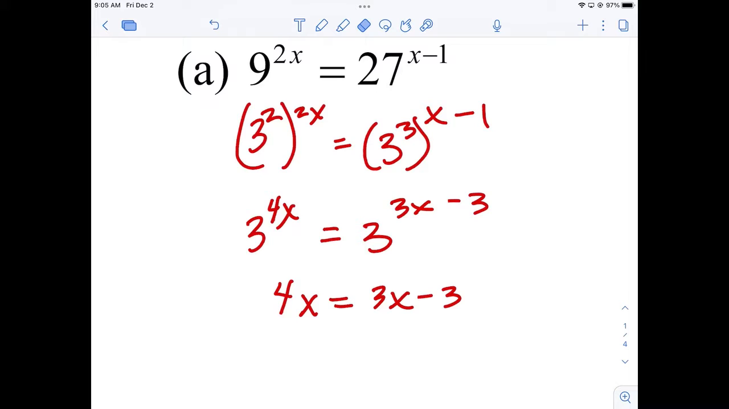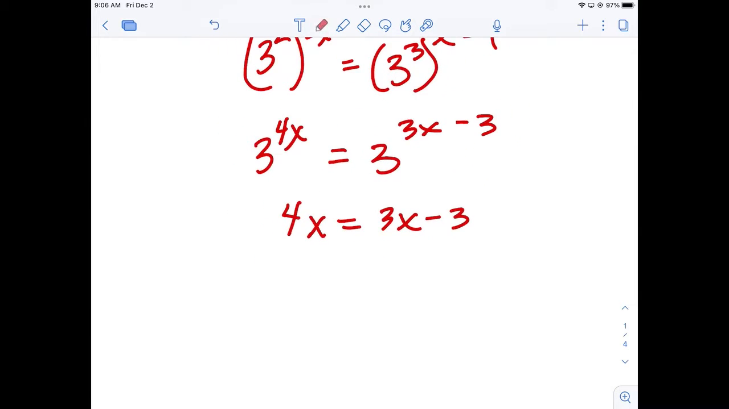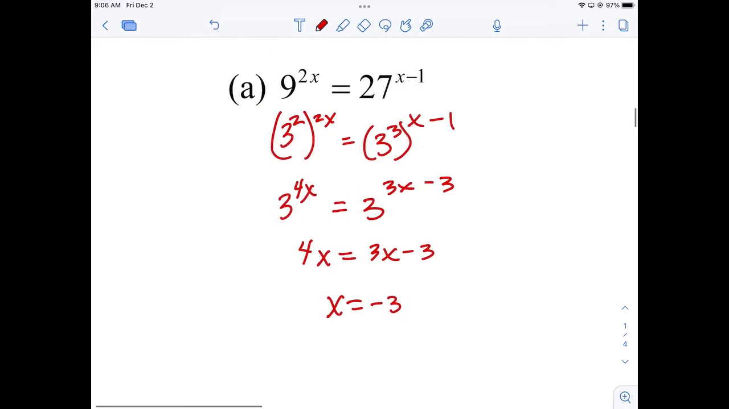And now we're back in algebra 1. We can solve that, bring the 3 across, you get x equals negative 3. It's a systematic approach, an algorithm, if you will. Get the bases the same. GTBTS. Kind of fun?